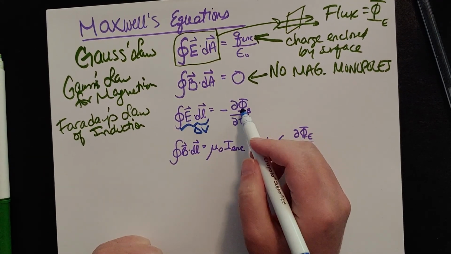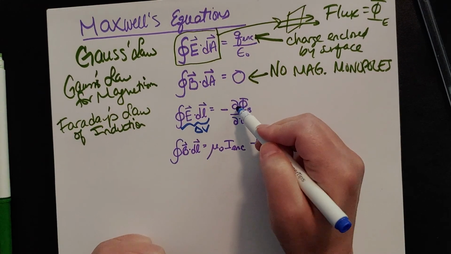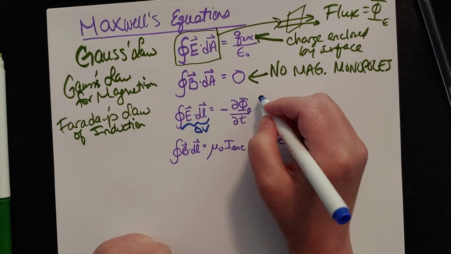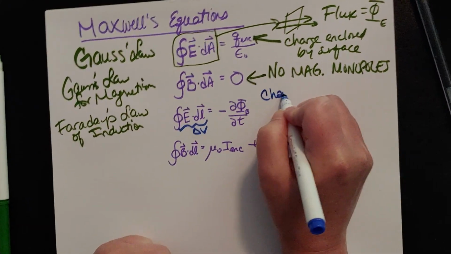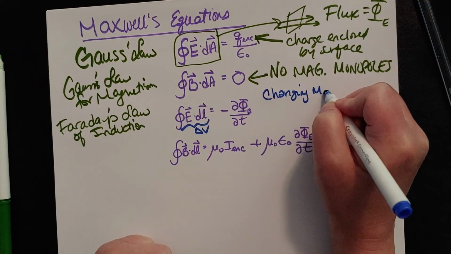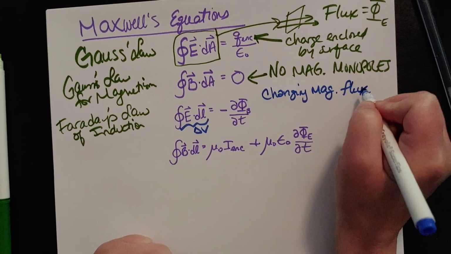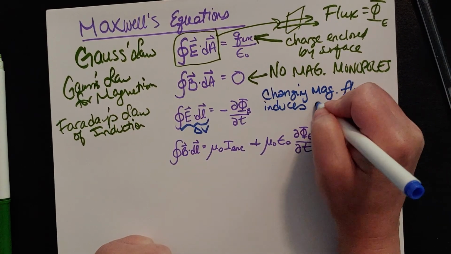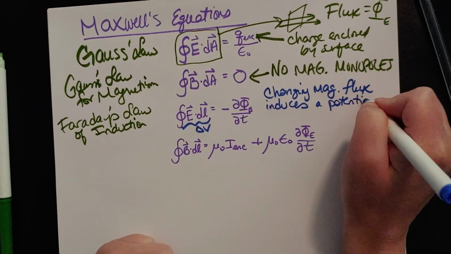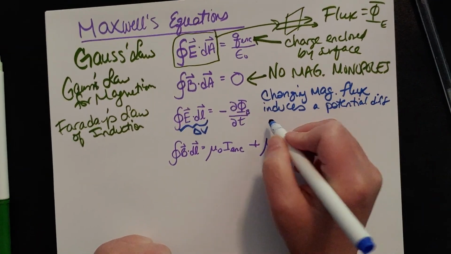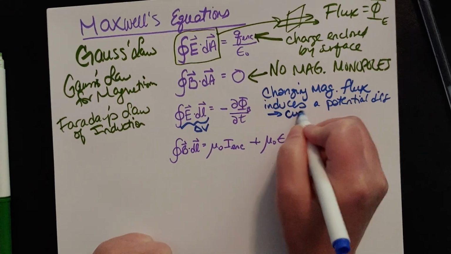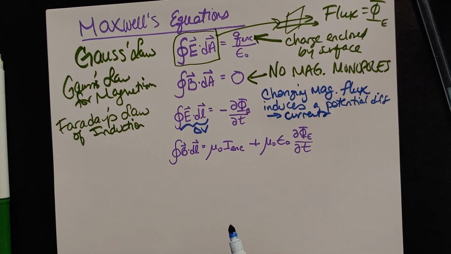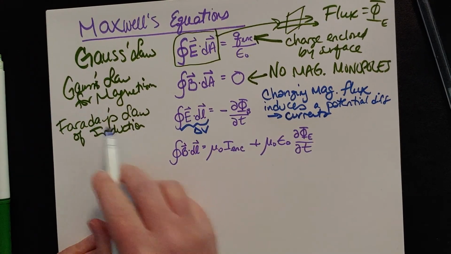It's in Calc 3 or whatever. I don't know, multivariable calculus. But just think about this as a derivative. This is a time derivative of magnetic flux. So it says if you have a changing magnetic flux, that induces a potential difference, and potential differences create currents. So we're going to do a whole thing on induction on the next page. But that's Faraday's law of induction.